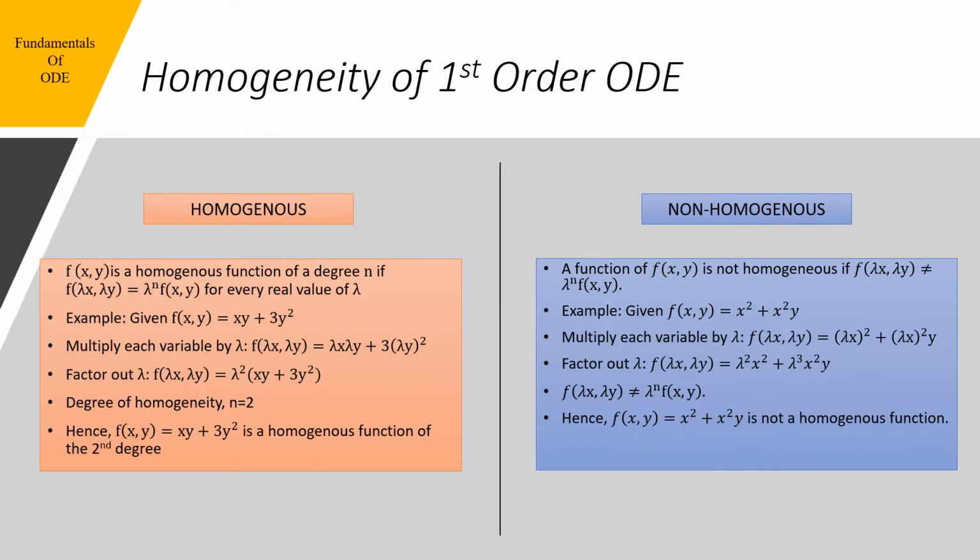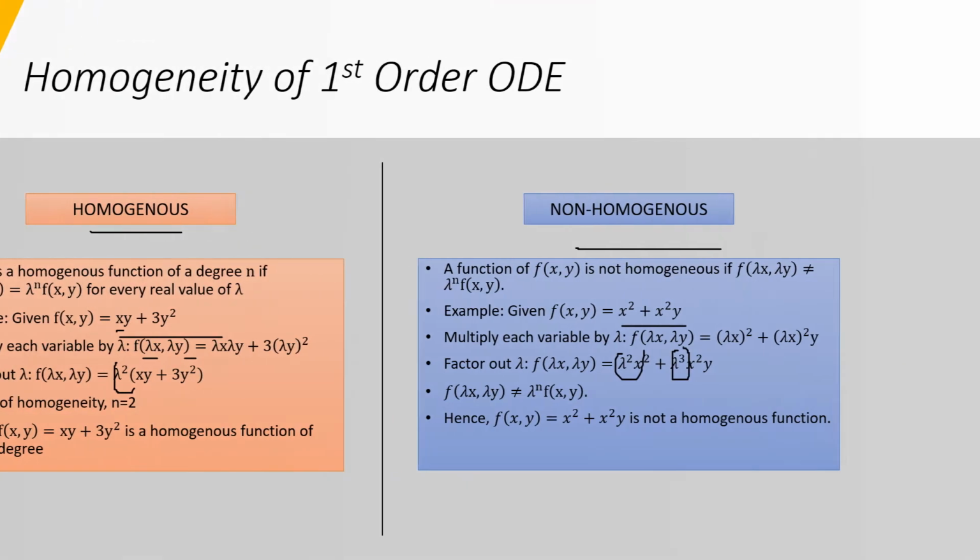Now let's compare the homogeneity of first order ODE, where we have the homogeneous and non-homogeneous. Homogeneous means lambda is of the same degree. As over here you can see lambda is times the x and y, and when you factorize it out, the degree of lambda is 2. Whereas for this equation, which is non-homogeneous, lambda is to the degree of 2 and also to the degree of 3, which are not the same, therefore it's non-homogeneous.